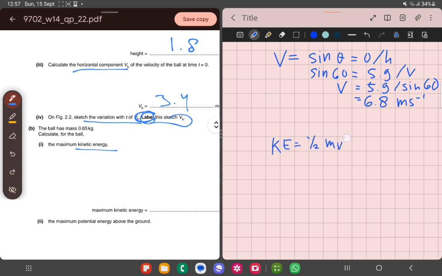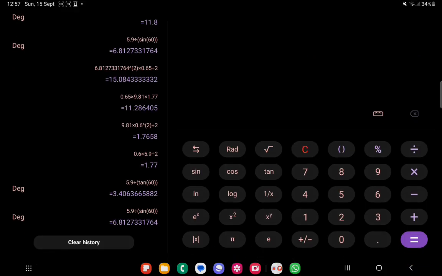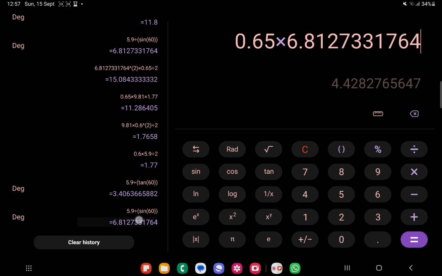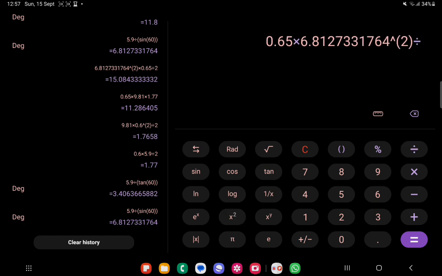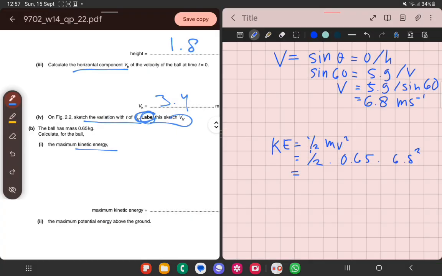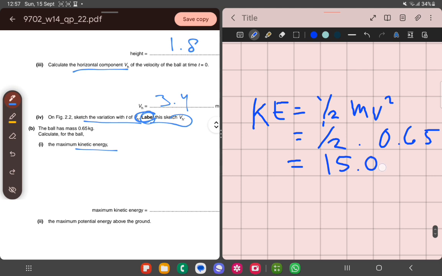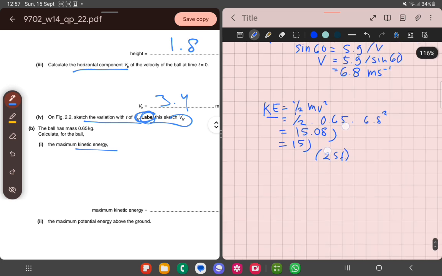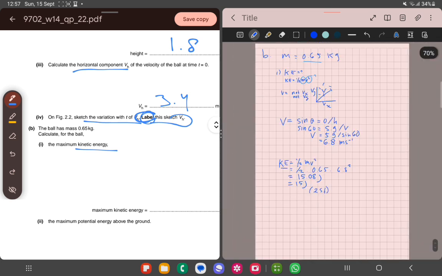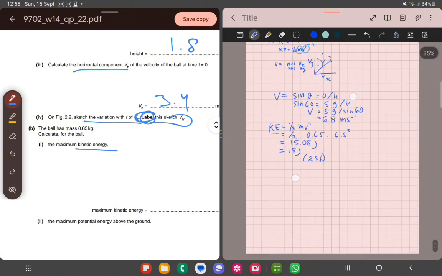Now, we need to find the kinetic energy. Don't forget, that's only the velocity. So we just substitute all of the values. Thus, we get 15.1 joules. And remember, to significant figures, it must be 15 joules. Now, on to the very last question finally.